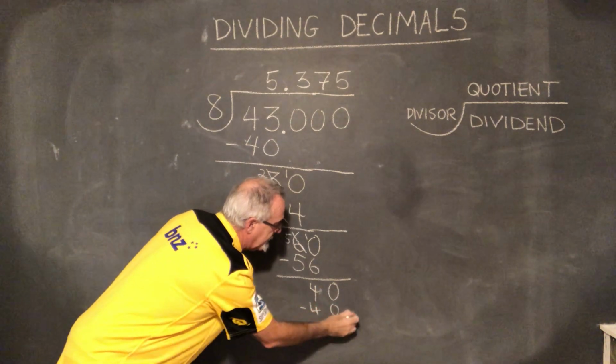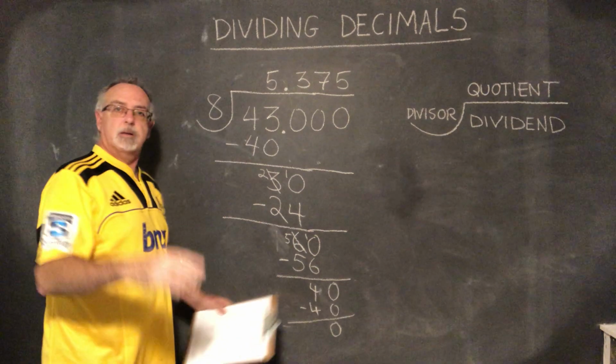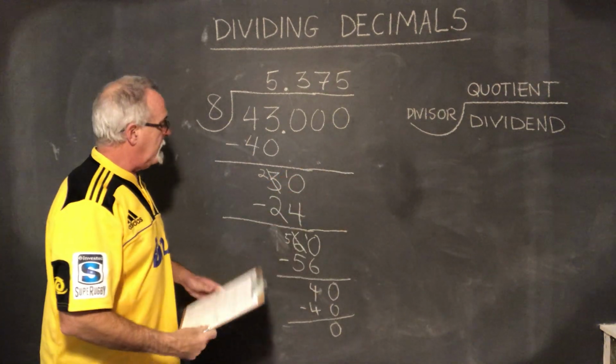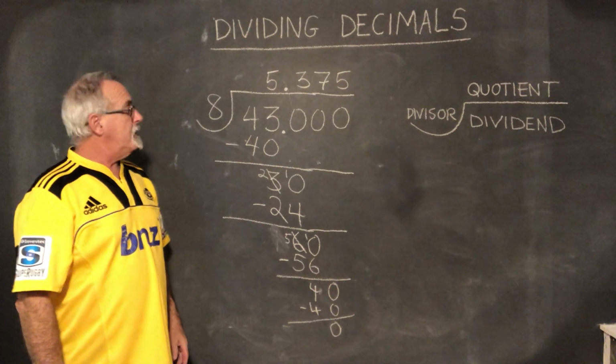40. Subtract. Get that 0. Did that fit? Yes, it did. Woo! Okay, this camera angle is being very forgiving with me. So that means I'm finished. 5.375 is my answer. That's crazy.